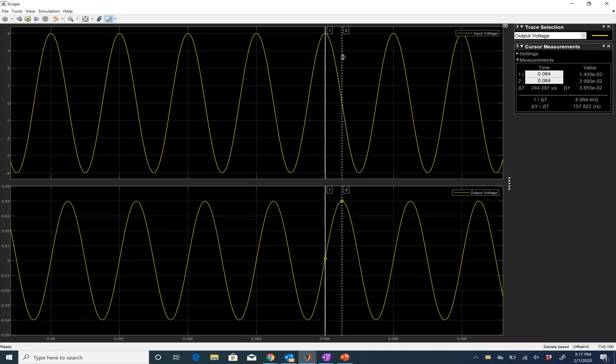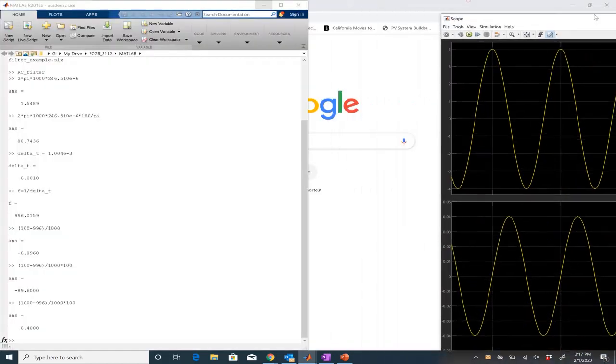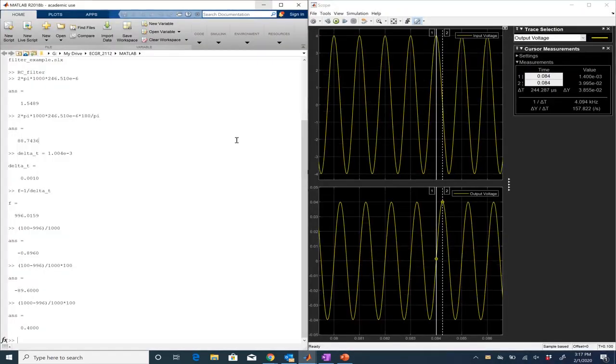So the delta t, the time difference between line 1 and line 2 here, is 244.287 microseconds. So I'm going to move this guy to the side. So the time difference there is 244.287 microseconds. So I say times 10 to the minus 6. And that's the time difference.